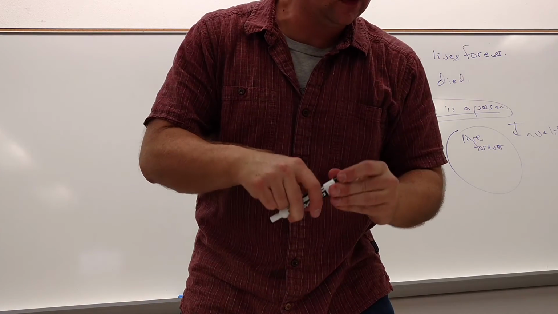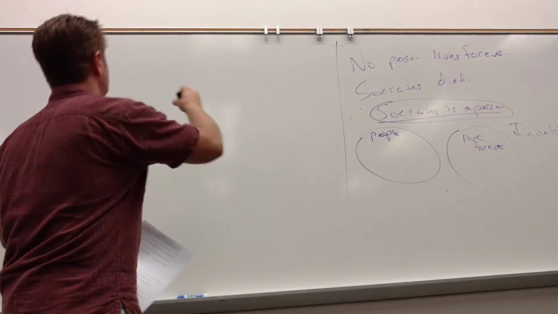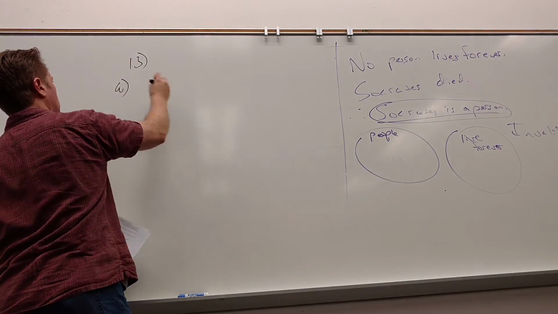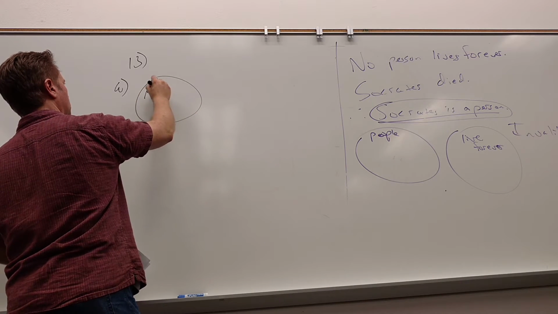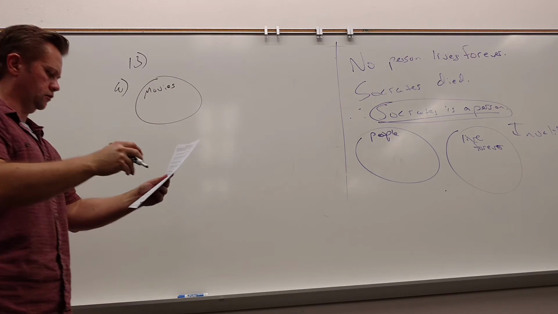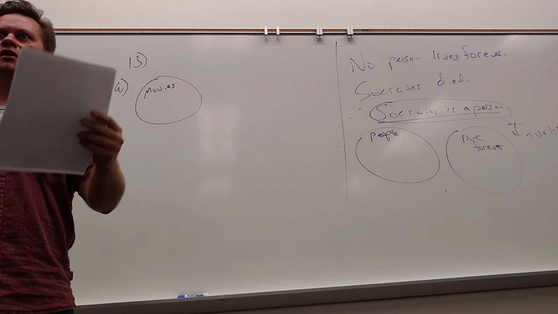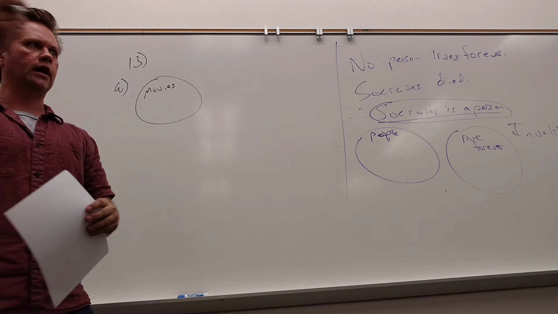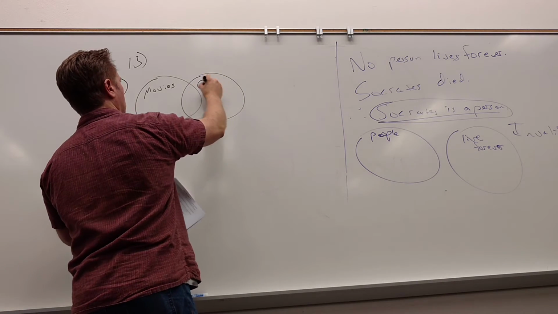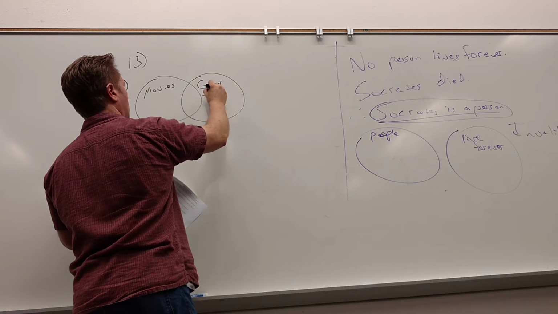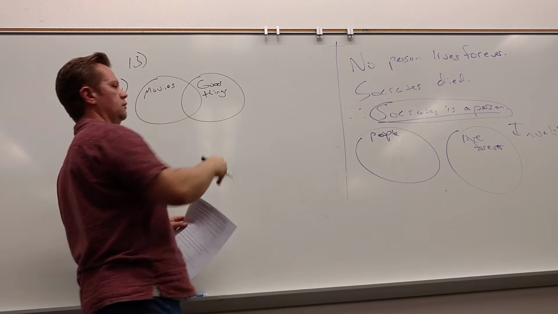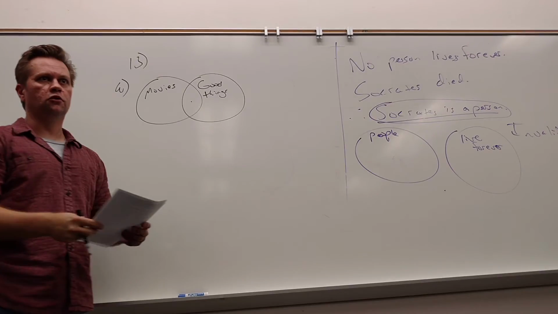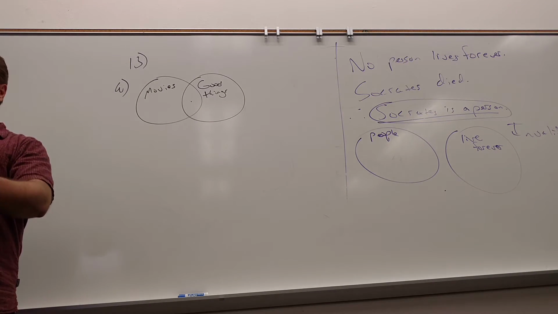So the first one, some movies are good. So you need a movie circle. And what else? Good things circle. And they have to at least do what? Overlap, right? So those movies would be good. So some movies are good. This is true, thank God.